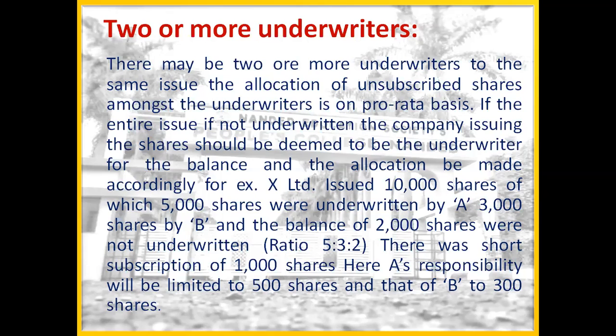For example, X Limited issued 10,000 shares, of which 5,000 shares were underwritten by A, 3,000 shares by B, and the balance of 2,000 shares were not underwritten. Then what is the ratio of these 5,000, 3,000, 2,000? The ratio is 5 is to 3 is to 2. There was a short subscription of 1,000 shares. Here, A's responsibility will be limited to 500 shares and B's responsibility to 300 shares.